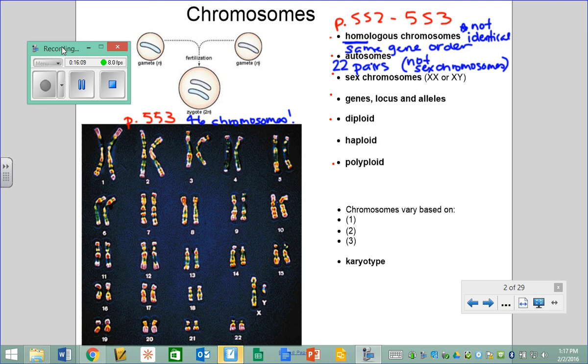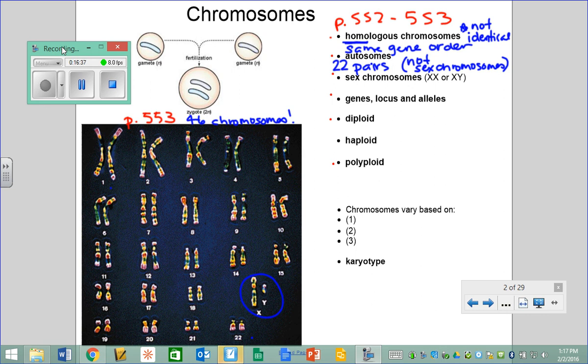There are a few conditions in which that number could be increased by 1 or decreased by 1, and that's actually the next thing we'll discuss. But normally you have 46 of them. The last pair, so if you have 46, it means you have 23 pairs. The last pair is not a pair of autosomes. The rest of them, from 1 all the way to 22, those are all referred to as autosomes.